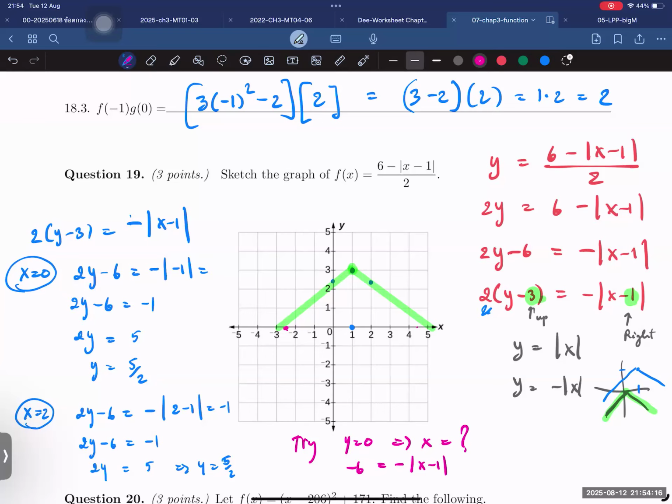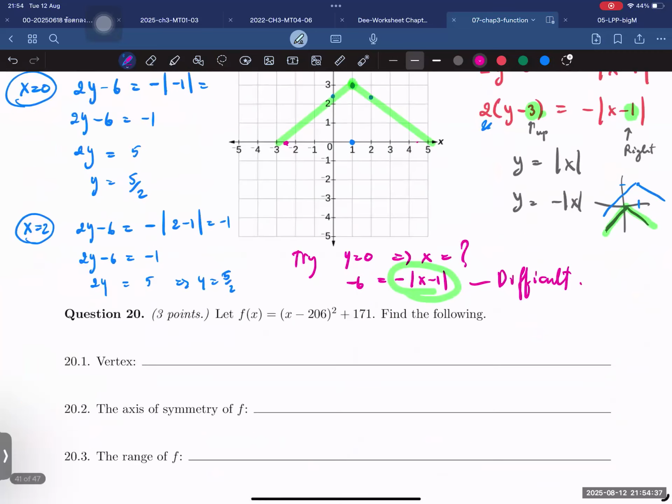Oh, it's difficult. I think it's difficult for you because it's absolute value. No, I don't recommend you to pick y equal to 0 because of the absolute value. You need to use the definition of absolute value. It's going to be difficult. Okay, this is difficult.